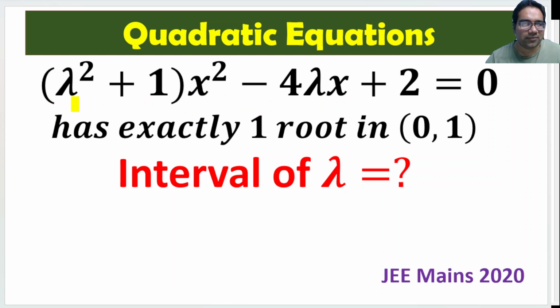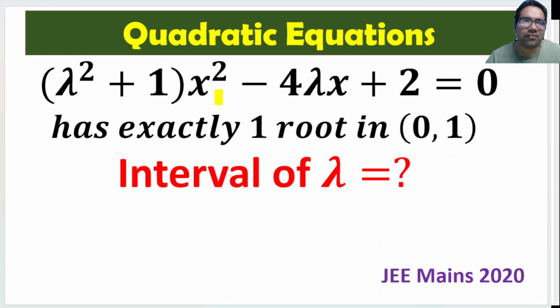Lambda can be anything. So if lambda is 1, this will give rise to one equation. Lambda is 2, 3, 4, whatever. There is a family of equations. Now, what exactly can this lambda be? What is the range of this lambda so that only one root lies between 0 and 1? This is a system of quadratic equations.